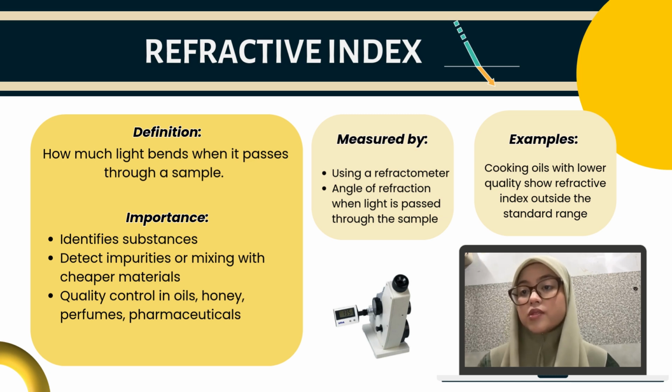The instrument works by passing light through a sample and determining the angle at which the light bends. Even a very small change in composition, such as a difference in fatty acid structure, will alter the angle and therefore the refractive index value. This measurement is widely applied for quality control in the food, cosmetic, and pharmaceutical industries.